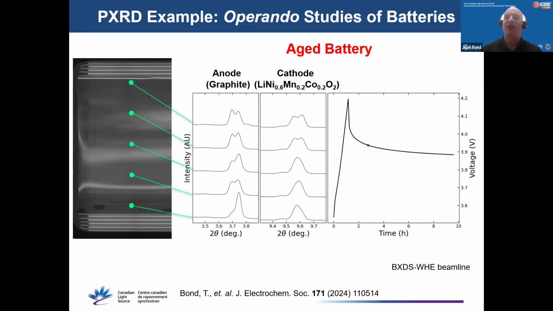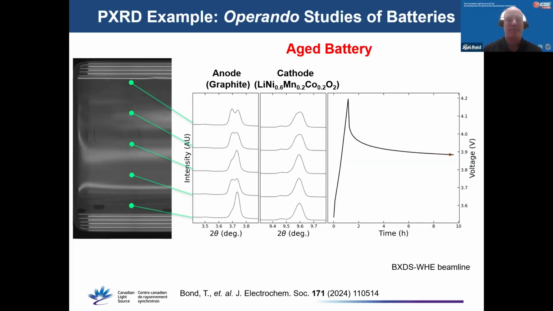But if you look at the profiles for the aged battery, there's significant differences between different locations. You no longer get complete dilithiation during charging in some locations. Parts of the cathode are either inactive or they've been kinetically hindered. And there's also various degrees of staging observed in the graphite anode of the aged battery. The scale of these differences across the battery are pretty significant. And we will actually come back to these batteries a little later in this presentation.